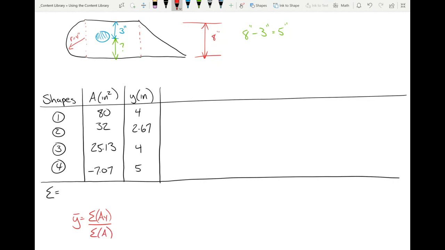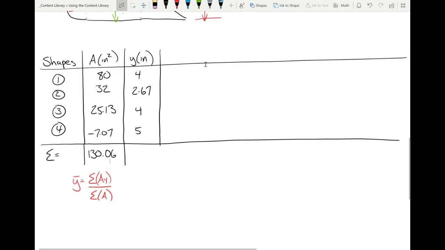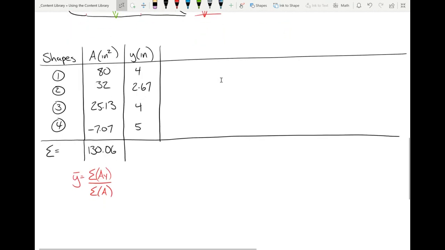So I'm going to compute a couple of sums here on the bottom. First thing I'm going to do is sum the areas. If you sum up the areas, 80 plus 32 plus 25.13 plus a negative 7.07, you end up getting something like 130.06.